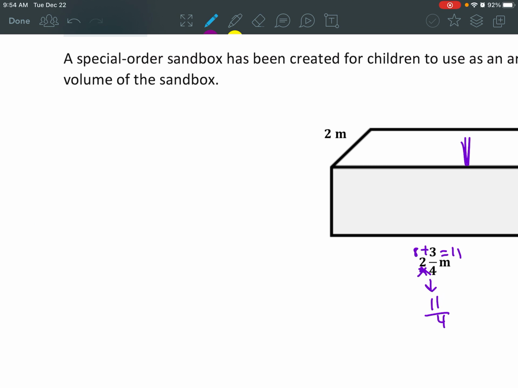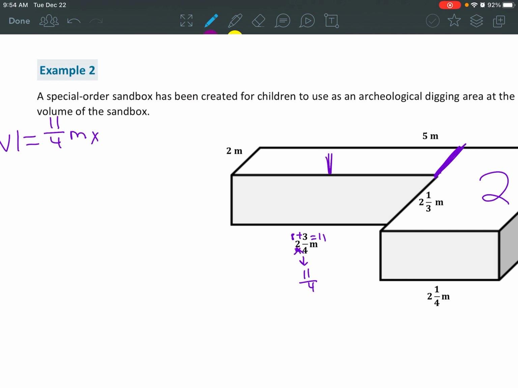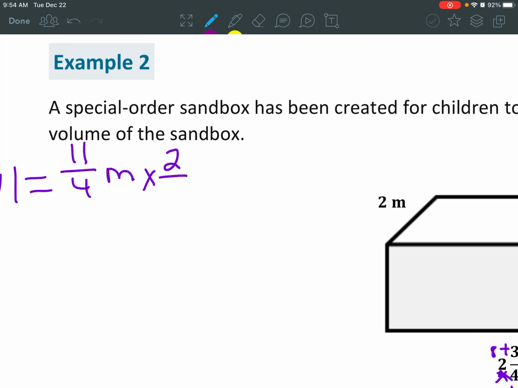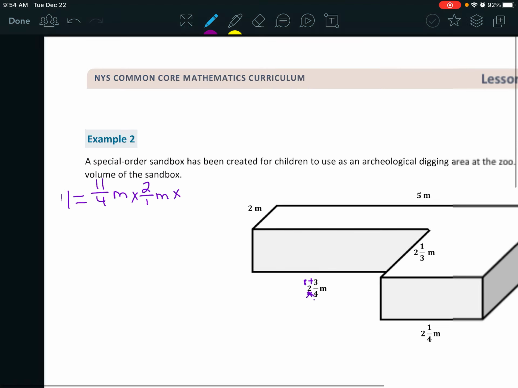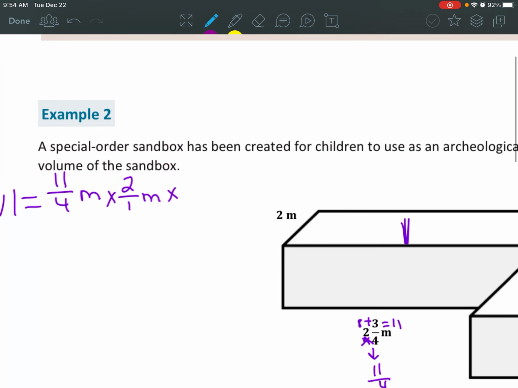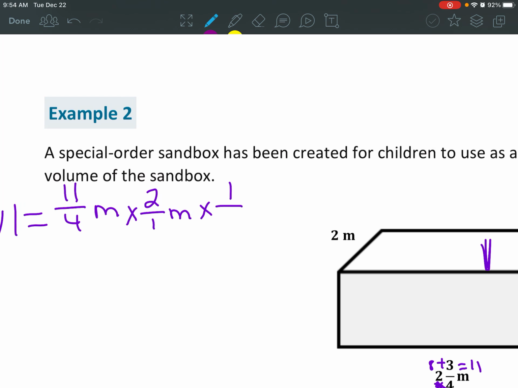Okay. So volume of number 1. So the length is 11/4 meters times the width is 2 meters, so that'd be 2 over 1, times, we don't have a height here, but would the height be the same all the way around? Yes. So 1/5 meter is our height.